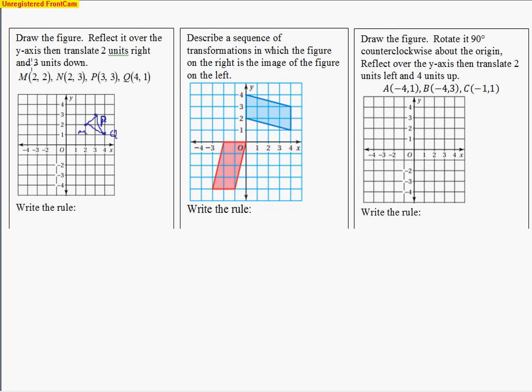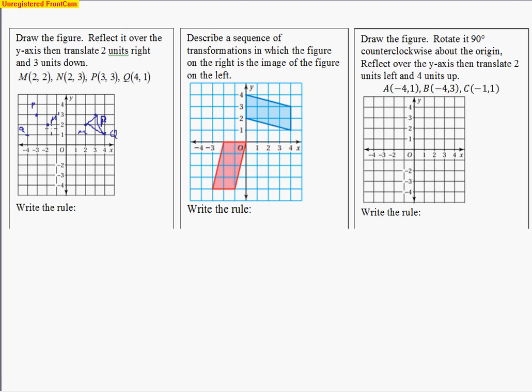And I'm going to reflect it over the y-axis. So I just count the spaces. So this is 2 spaces over. This one is 3 spaces from it. So there's where P prime is going to be. This was M prime. And Q is 4 spaces from it. So it's going to go right there.